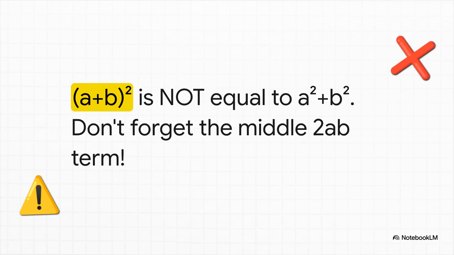Listen closely. A plus b squared is not equal to a squared plus b squared. I know when you're rushing during an exam, it is so incredibly tempting to just distribute that exponent. But think back to the visual geometry we did earlier. If you leave out that middle 2ab term, you are literally erasing those two green rectangles from existence. Don't throw away easy points. Always, always remember the rectangles.